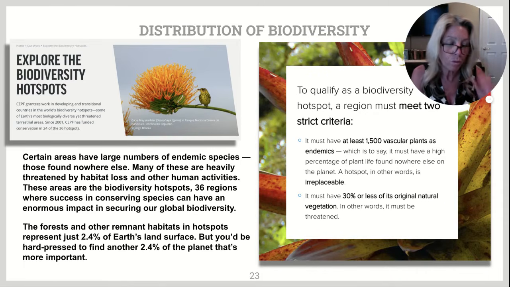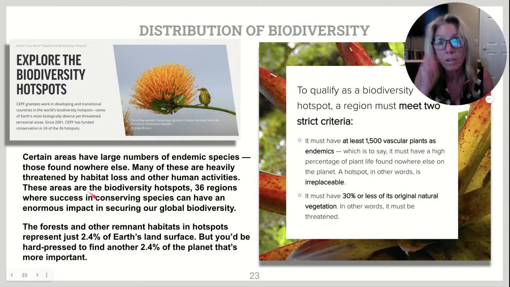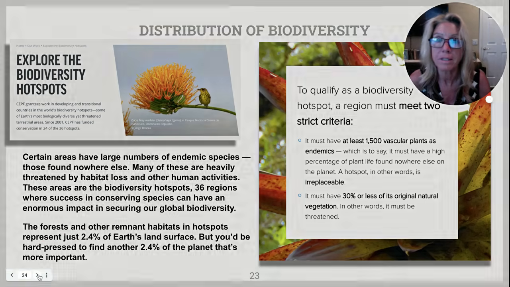Only 1.4% of the Earth is actually designated as a hotspot, but that 1.4% contains 44% of all known higher plants and 35% of all terrestrial vertebrates. So we really need to protect those. And this is a link if you would like to explore some of the biodiversity hotspots.